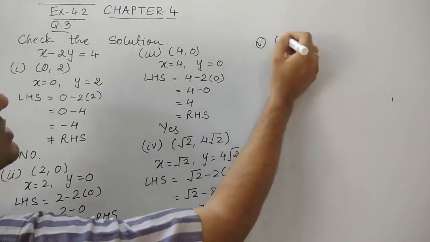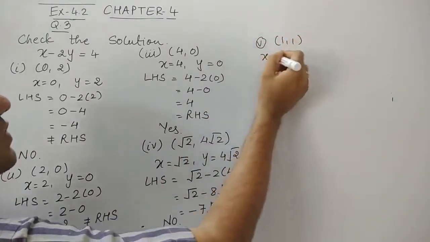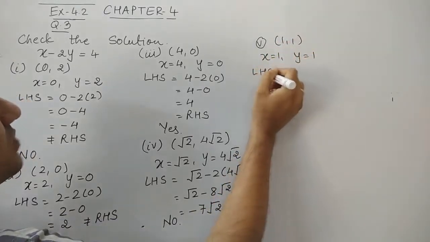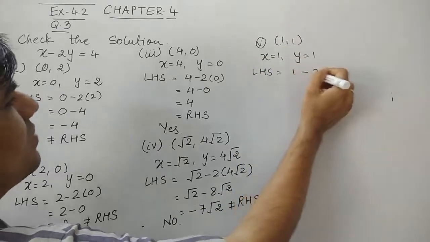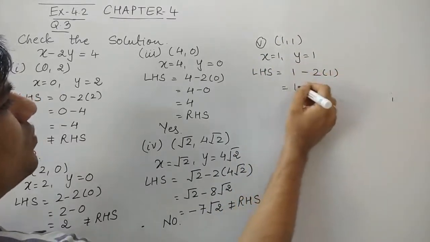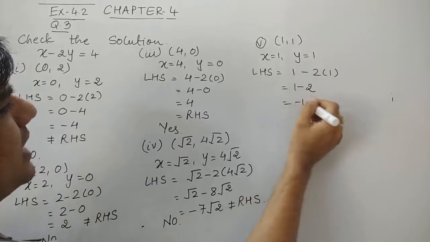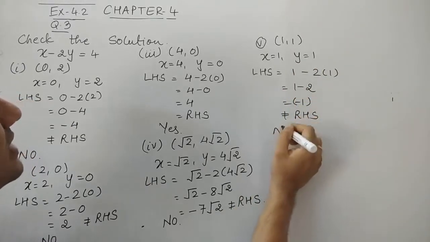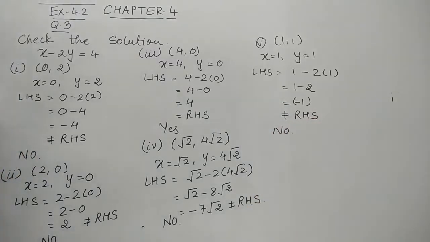Fifth number, it's 1 1. So x is 1 and y is also 1. So let us substitute this value. X is 1 and y is also 1. So 1 minus 2, that is equals to minus 1, which is not equals to RHS. So again we can say that no, the given is not the solution of the equation. So out of this 5 questions, only the third number is the solution. The rest are not the solution of this given equation.